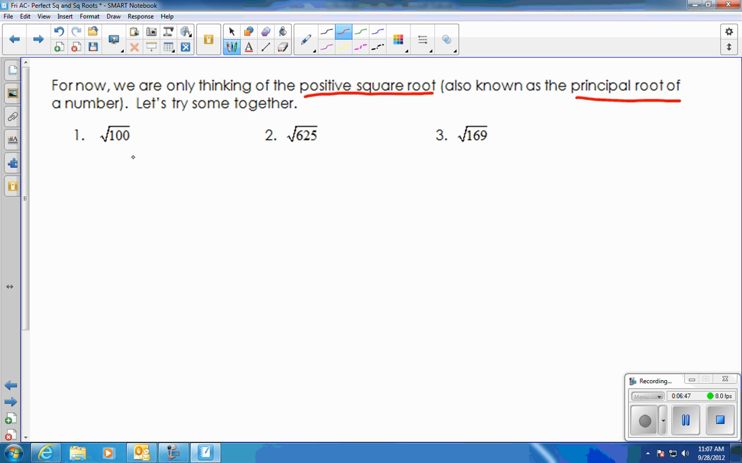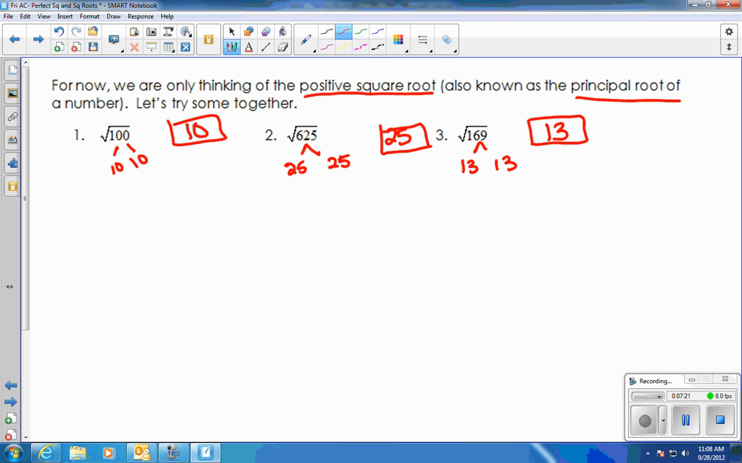So what number times itself gives you 100? That would be 10. So the answer to this problem is 10. Not 10 squared, just 10. What number times itself gives you 625? That would be 25. Again, a very common one that you should make an effort to know. What number times itself gives you 169? 13. Another very common one that you should make an effort to know.